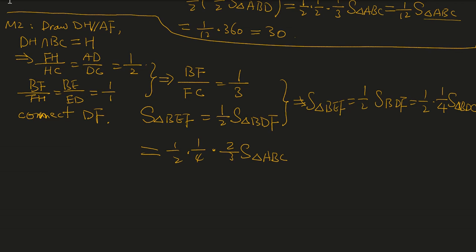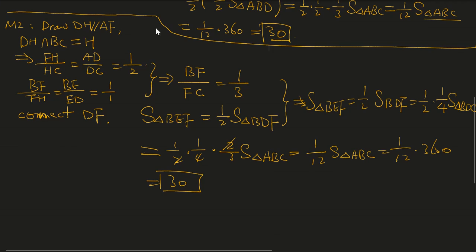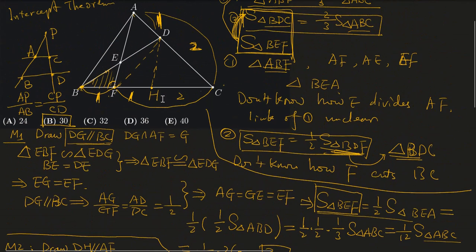Therefore, let's simplify this expression. We cancel this 2 with the 2. So that's 1/12 of the area of triangle ABC. That is 1/12 times 360, which equals 30. We get the same solution 30 as method 1. So our answer is still B.